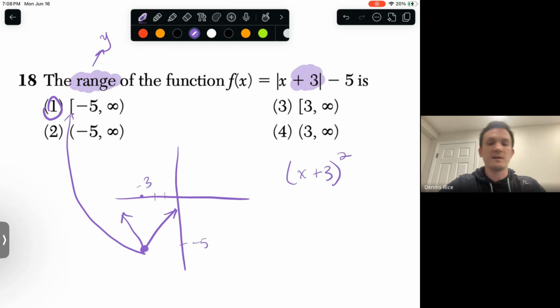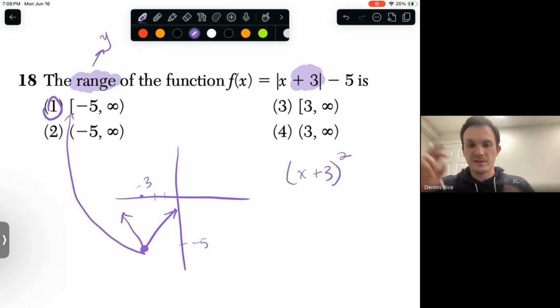So if it was a quadratic, this would also be 3 to the left, right? It's inside the square, underneath the radical, inside the radical, right? Those move left to right. Moving up and down is just straightforward. So if it says -5, that's down 5.